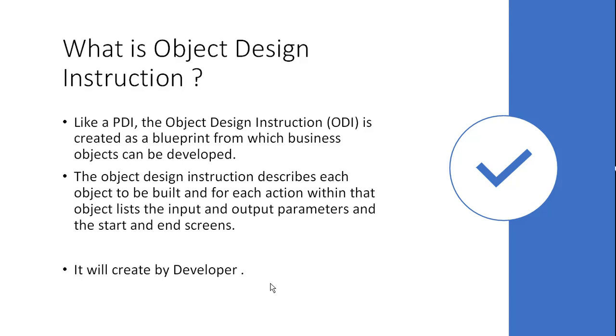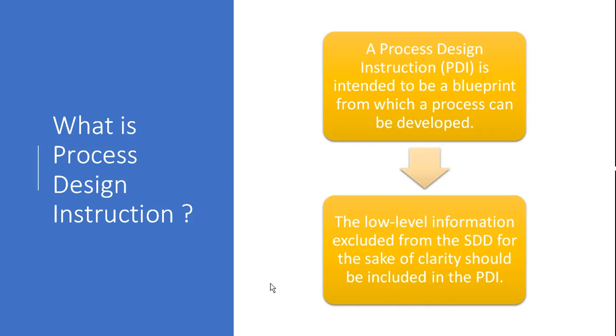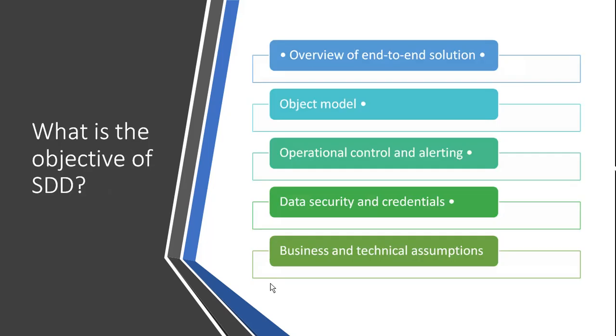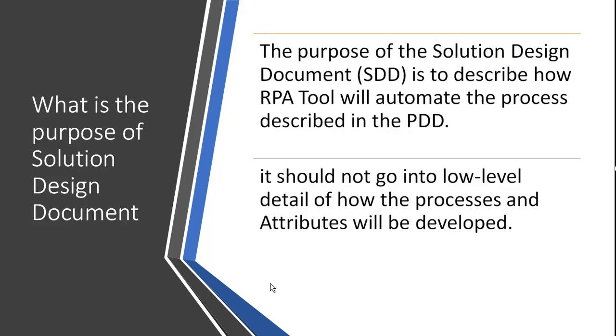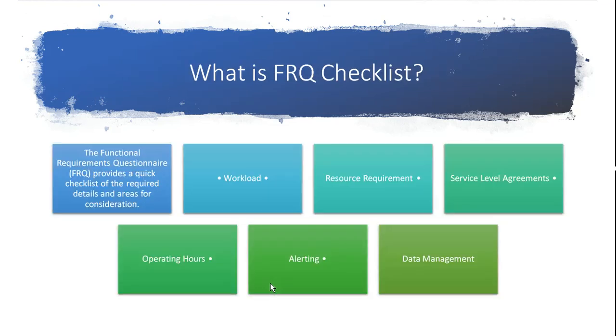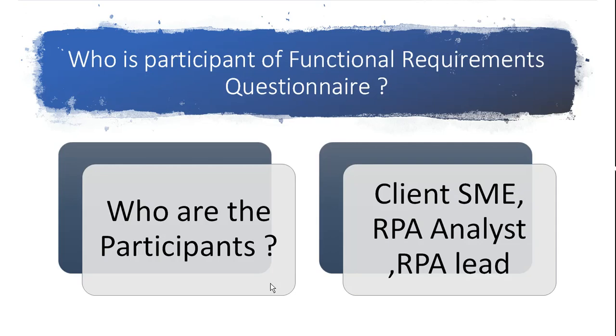So these are all the main documents, which means SDD, ODI object design instruction, PDI process design instruction, operational impact document OID, and FRQ. How the FRQ checklist will look like. So these are all the basic things for the delivery roadmap of RPA. This delivery roadmap is exactly the same for all RPA tools as discussed earlier, but some of them are added in Blue Prism as well.